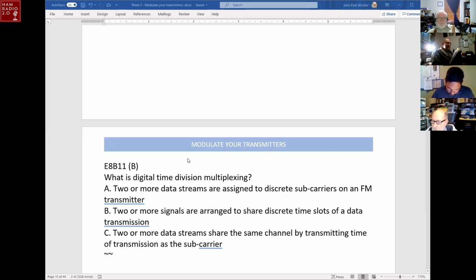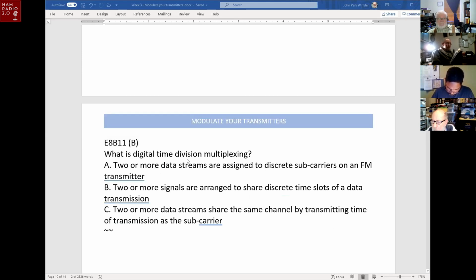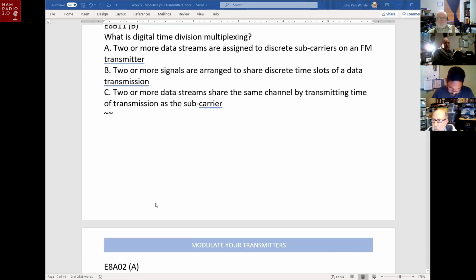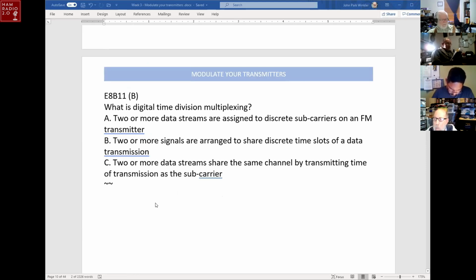Okay, we're going to 8B11. What is digital time division multiplexing? And what happened to the D answer to that question? Got cut off, but I don't think you'll need that one.